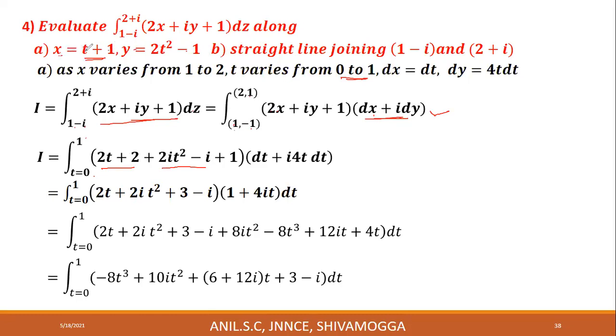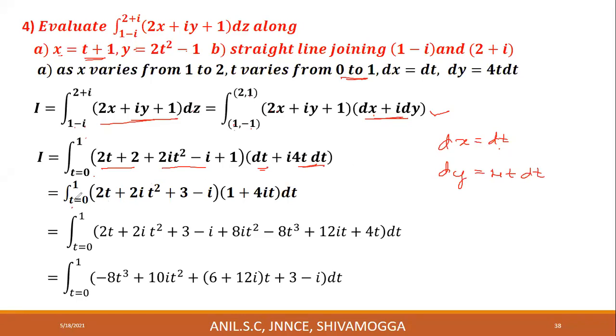Here x is equal to t plus 1, therefore dx is equal to dt. And y is equal to 2t square minus 1, therefore dy is equal to 4t dt. Minus 1 is a constant, its derivative must be 0. That's what I have substituted here: dx is equal to dt and dy is equal to 4t dt.